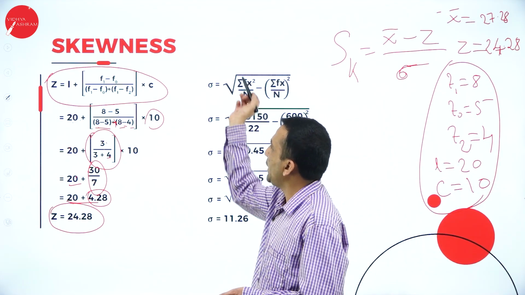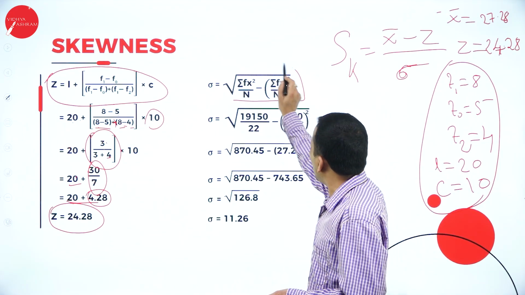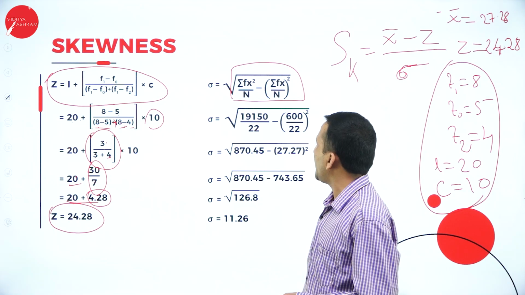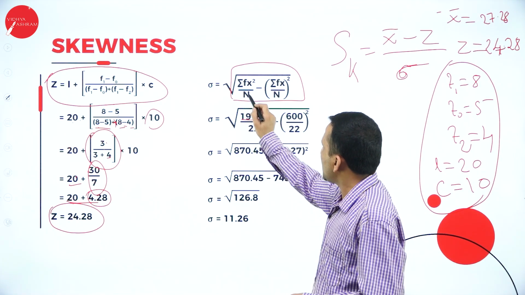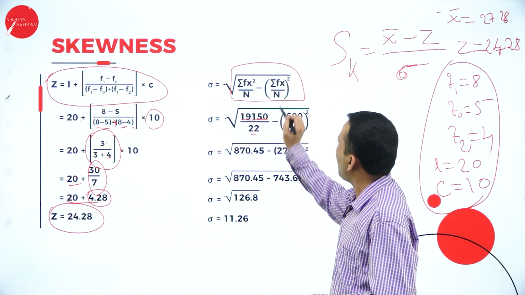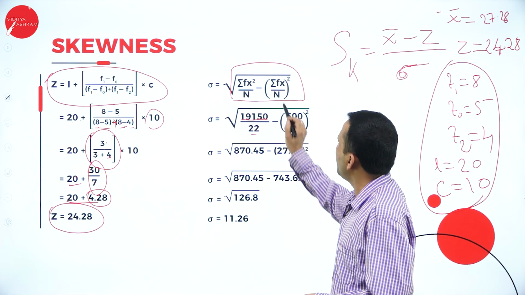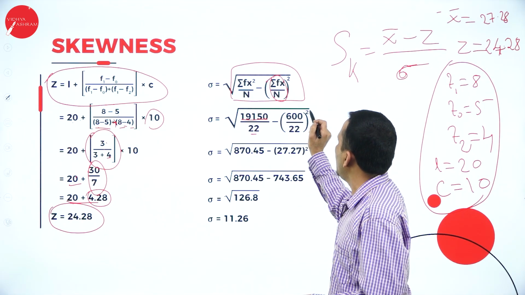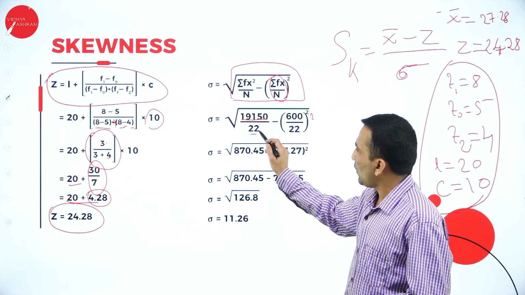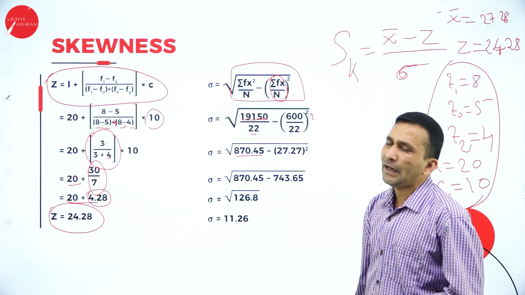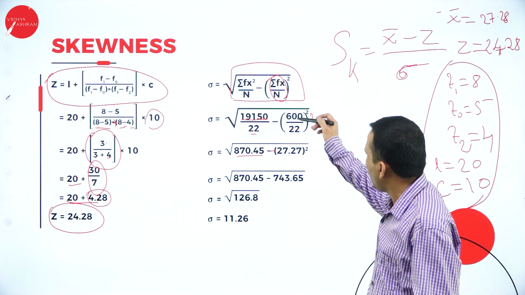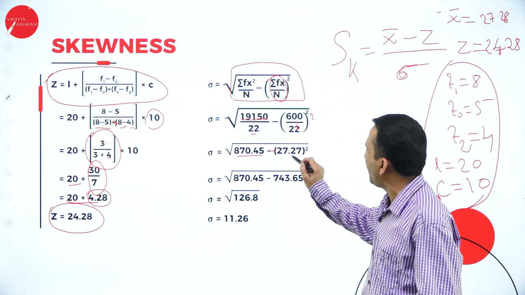The formula is from the previous problem, so you have a clear idea about it. Standard deviation: sigma fx squared, we already got 19,150. The n total is 22, the frequency total. So minus sign as it is, sigma fx divided by n, which is nothing but the mean formula directly. Now we need to take the square root. Now we need to divide 19,150 by 22. If you divide, you are getting 870.45. Okay, as it is, minus sign. Now if you simplify, you are getting 27.27.